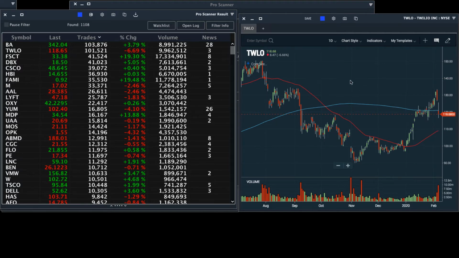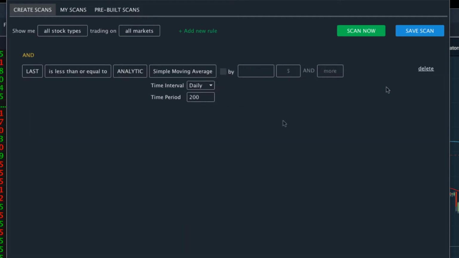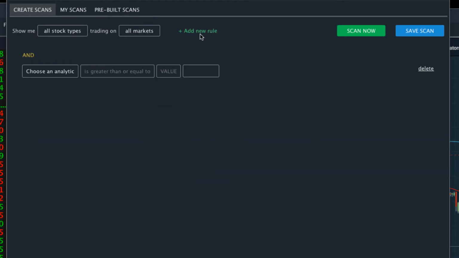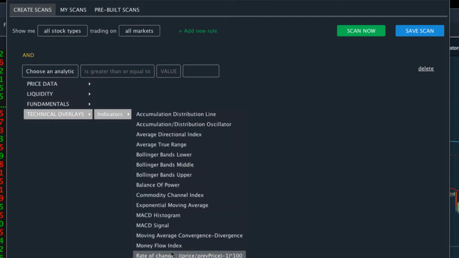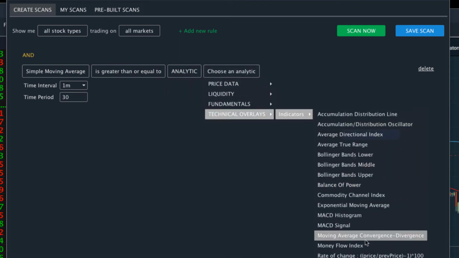I'm going to show you one last way you can use these simple moving averages to find interesting trade setups. So far, we've been looking at a stock's price relative to its simple moving average. We can also compare these moving averages directly to each other. So let me delete these rules, and I'm going to create a new rule. In this case, I'll start with the 50-day moving average, and I'm going to say let's make it higher than the 200-day moving average.